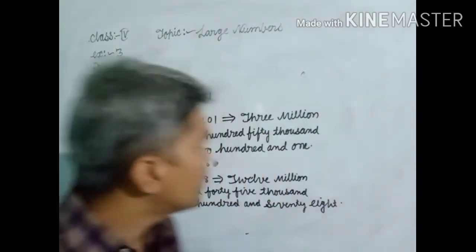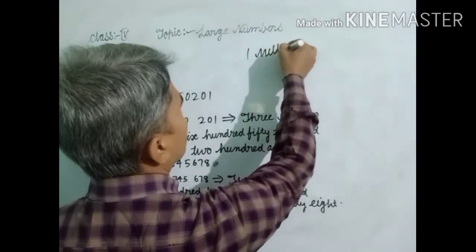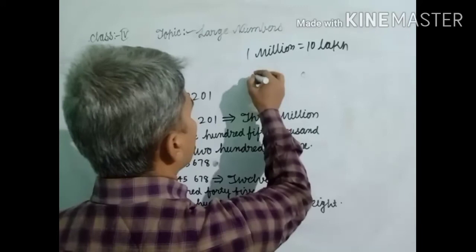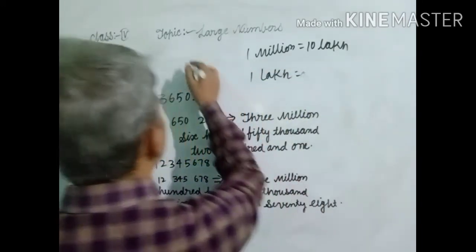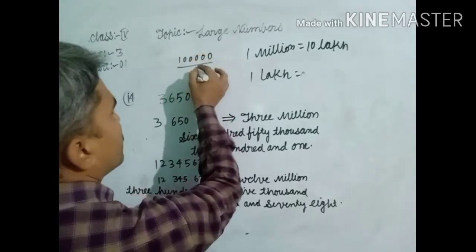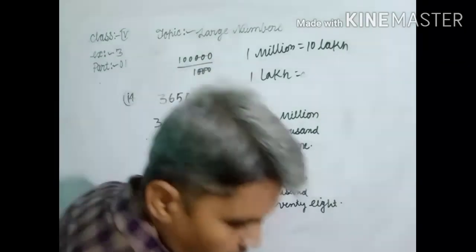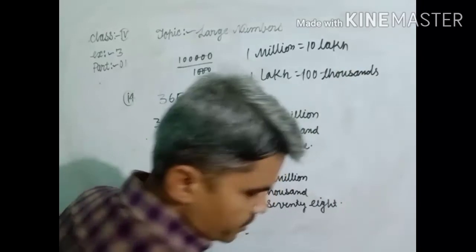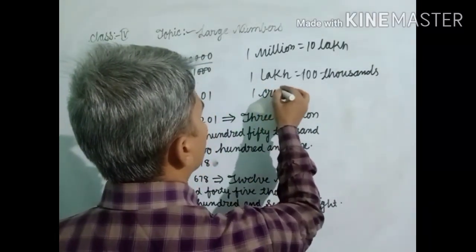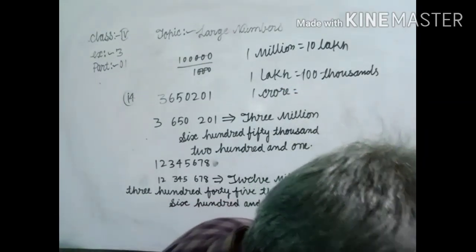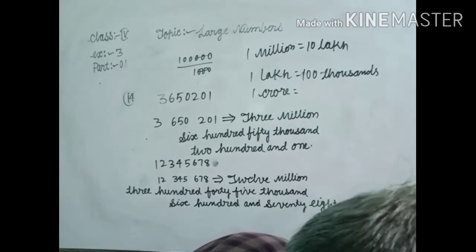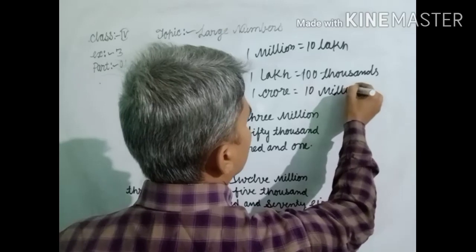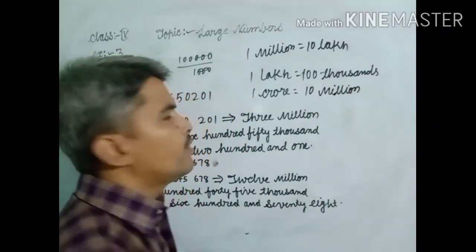Now, the last questions. 1 million is equal to 10 lakh. How many thousands in 1 lakh? Ones, tens, hundred, thousands, ten thousands, lakh. That means 100,000. And 1 crore: how many million in 1 crore? 10 million in 1 crore. 1 million is equal to 10 lakh.